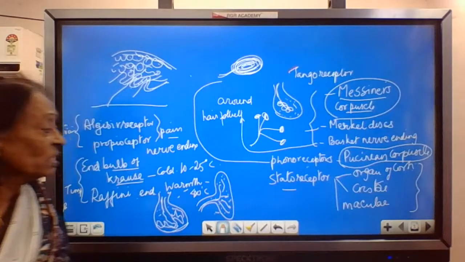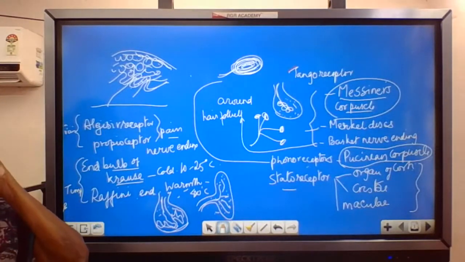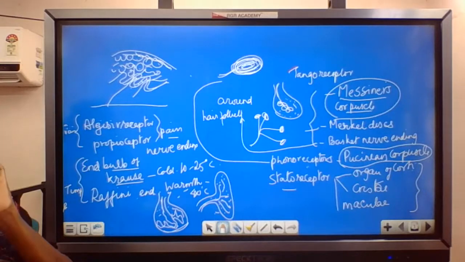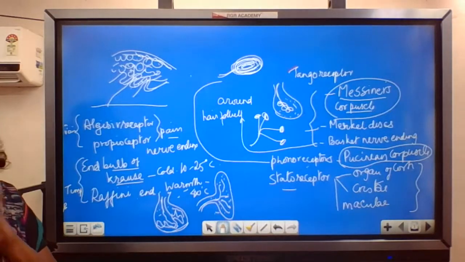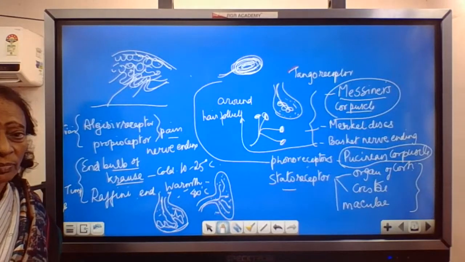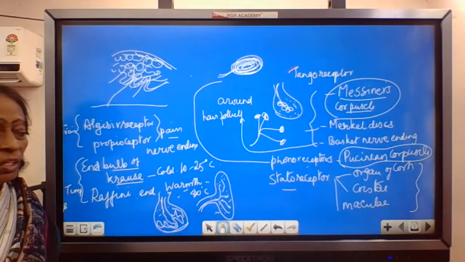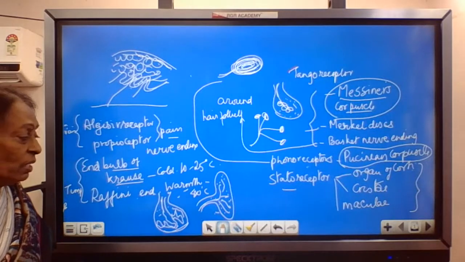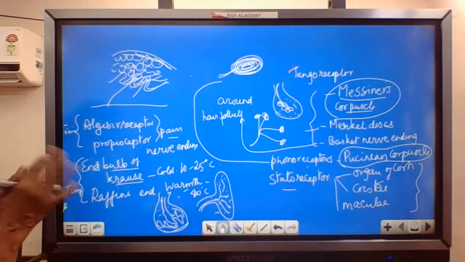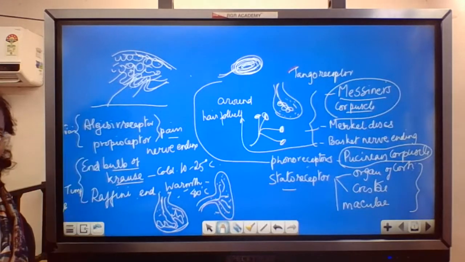All right. Now this is about the skin. Next we go from the skin as a sense organ to the nasal epithelium, then taste, then olfactory sensation.